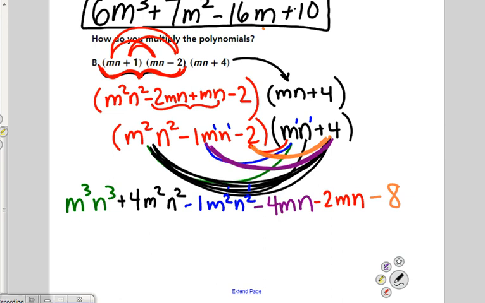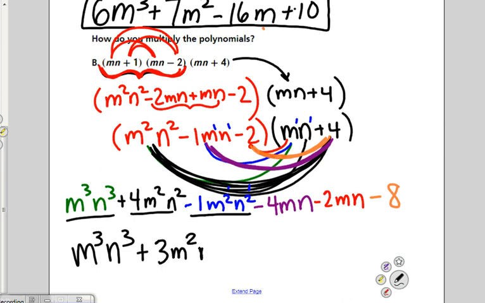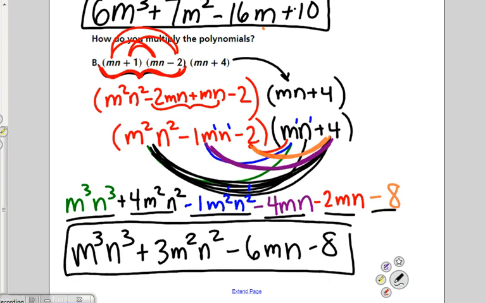Lots of stuff there. Cleanup time. There are no like terms with m cubed n cubed, so just write it down. There are like terms, 4m squared n squared minus 1 m squared n squared. That's going to make 3m squared n squared. Like terms here, -6 mn, and then there's the -8 on the end. So everything's cleaned up. There's no more combining we can do. That is how we multiply polynomial expressions.